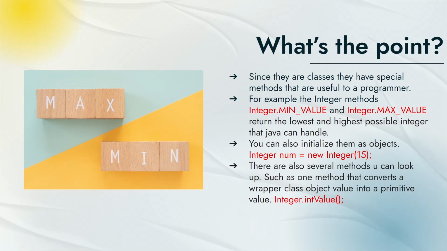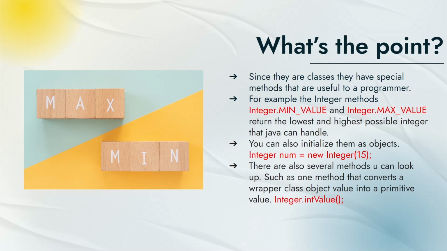So what's the point of all these wrapper classes? Remember, I said primitive values do not have associated methods. But classes, objects, reference types, all of them have associated methods. Since they are classes, they have special methods that are useful to a programmer. For example, Integer has methods called Integer.MIN_VALUE and Integer.MAX_VALUE, which return the lowest and highest possible integer that Java can handle. You can Google them, it's all online. I'm pretty sure Integer.MIN_VALUE is like -2 billion, some number, and Integer.MAX_VALUE is like +2 billion, some number around there.